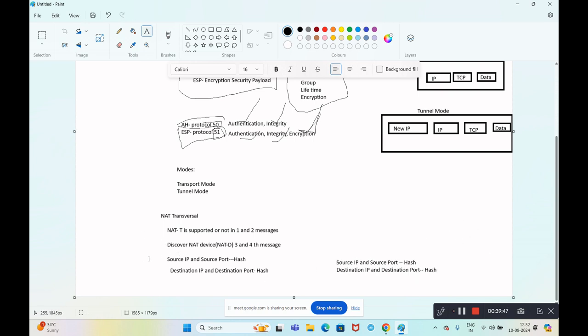Whenever these hash values are exchanged between site 1 and site 2 in the third and fourth messages, okay?